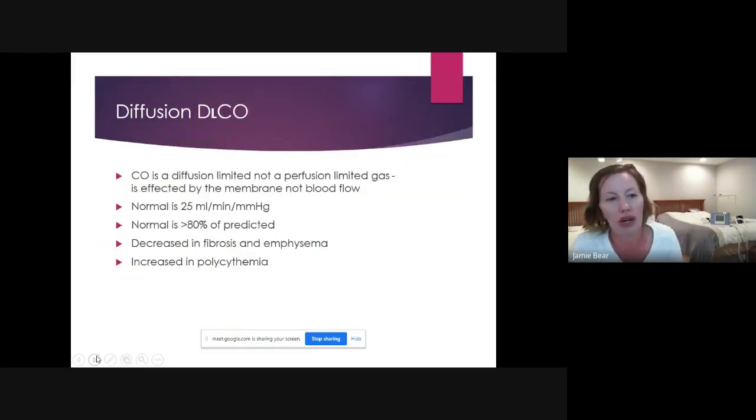Carbon monoxide is a diffusion limited, but not a perfusion limited gas, so it is affected by the membrane and not the blood flow. Normal is 25 mL per minute per millimeter of mercury. Normal is greater than 80% of predicted. And once again, it can be decreased in fibrosis and emphysema and increased in polycythemia.